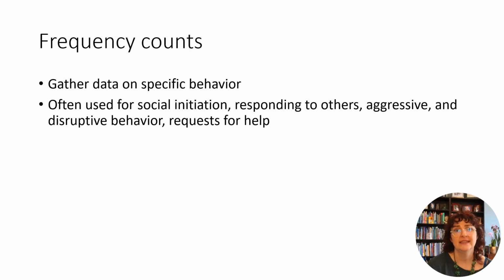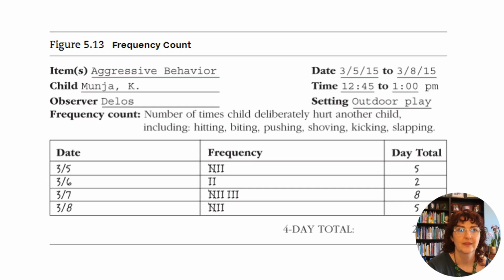Frequency counts gather data on specific behaviors. It can be used for social initiation, responding to others, aggression, disruptive behavior, etc. So this is the number of times a child hurt another child. And so this is the type of thing you would do if you're having behavioral problems. You can do the same thing to document positive behaviors, but if you're trying to gather evidence of things that happened, you would want to probably add some context to this as well.